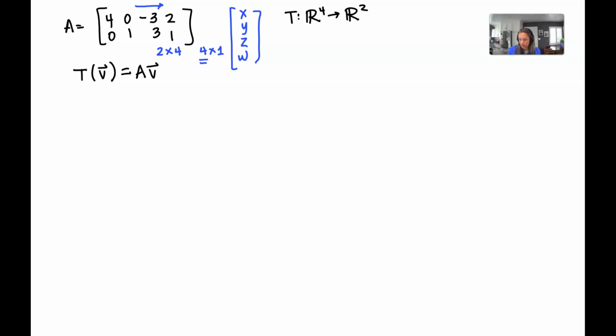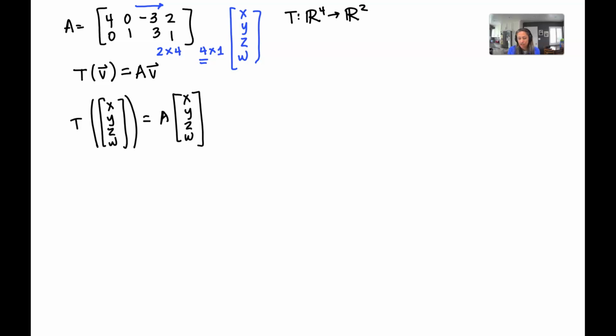Cute. So if I wanted to be even better about this other way that we just wrote this, I'm going to need big parentheses and a little more space. I could write my x, y, z, w is equal to A times that vector. So that's one way to use the standard matrix and matrix multiplication to define our transformation.